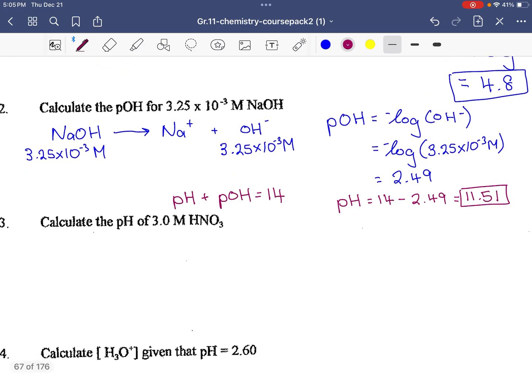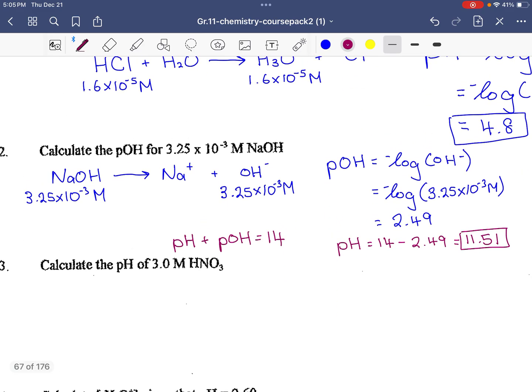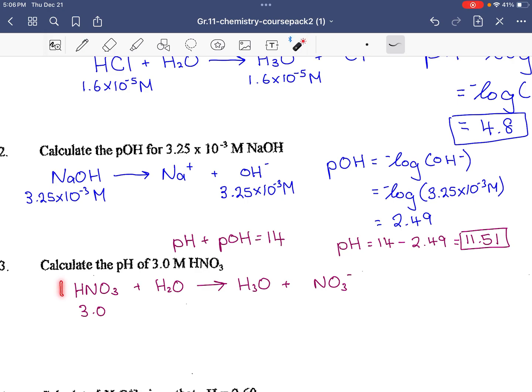Let's take a look at question number 3. Oh, that's nice. Here's another acid right here, nitric acid. So HNO3, when reacted with water, you will produce H3O+ and NO3-. So if this is 3 molar, and again, of course, this is 1:1. For acid, it's always going to be 1:1. So this is going to be 3.0 molar as well.